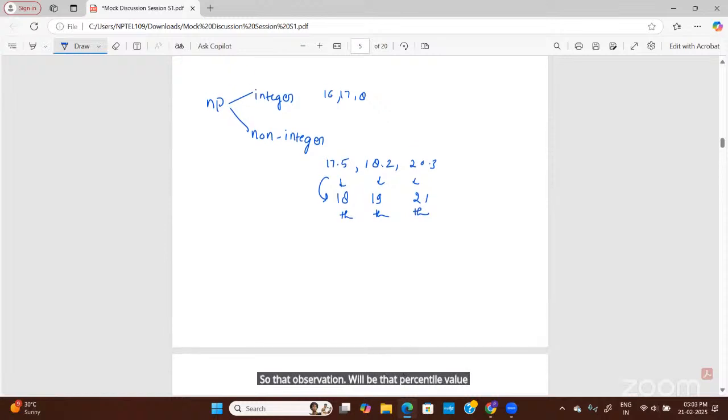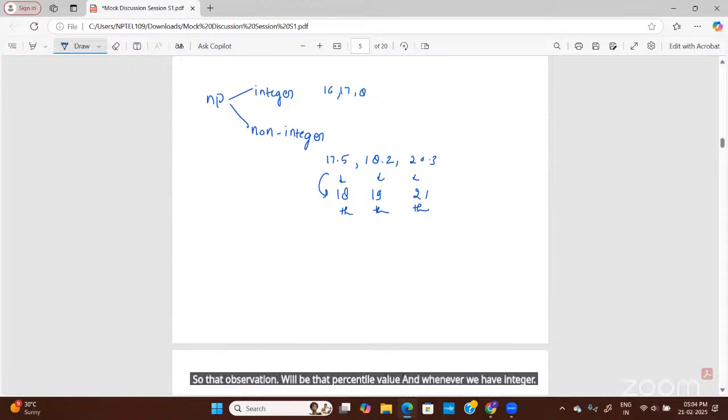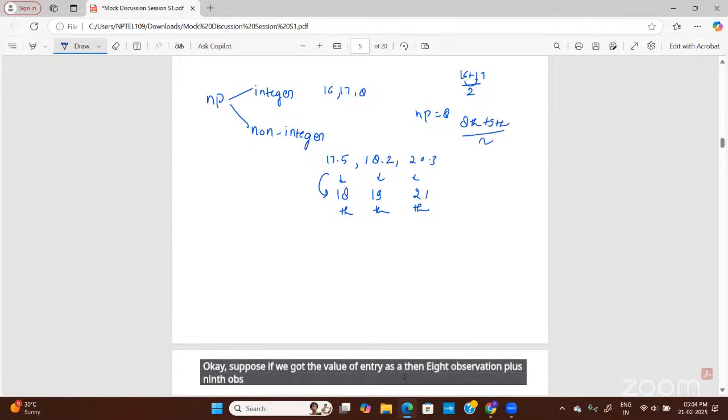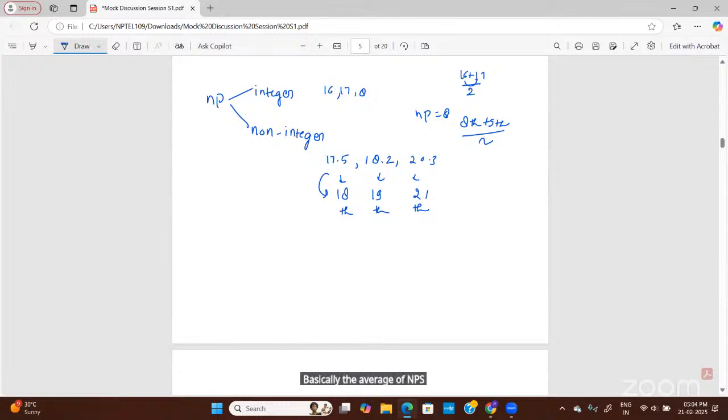And whenever we have an integer value of NP, then what do we take? Suppose it is 16, then we take the 16th observation and the next value, and then take the average. Suppose we got the value of NP as 8, then the 8th observation plus the 9th observation divided by 2. Basically, the average of the NPth observation and the NP plus 1th observation.